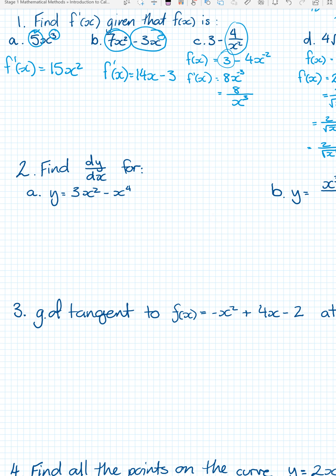First step, multiply the power by the coefficient. 3 times 2 gives us 6. And put the x in. 2 minus 1 leaves us to the power of 1. Now here we're going to multiply it by the coefficient, which is minus 1, multiplied by the power, which gives us minus 4 times x, and 4 minus 1 gives us 3. So we're left with 6x minus 4x cubed.